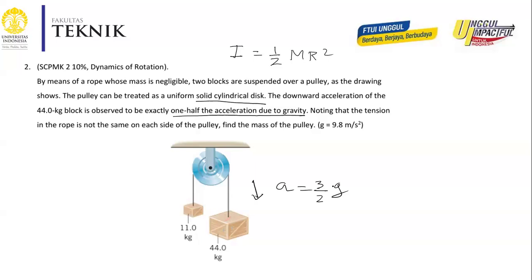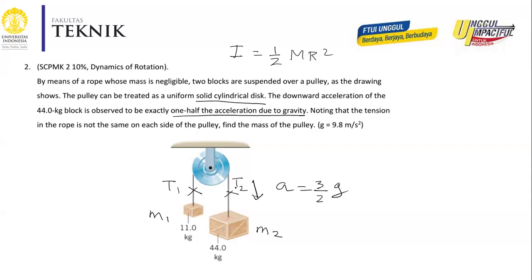Noting that the tension of the rope is not the same on each side of the pulley, find the mass of the pulley. You can set this one as mass one, and here is mass two, and we set the tensions of the rope as T1 and T2. If you want to switch M1 and M2, that is okay, no problem. For example, if you want to set 44 kilograms as M1 and 11 kilograms as M2, it is no problem.